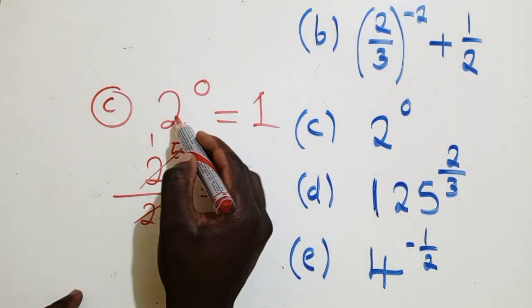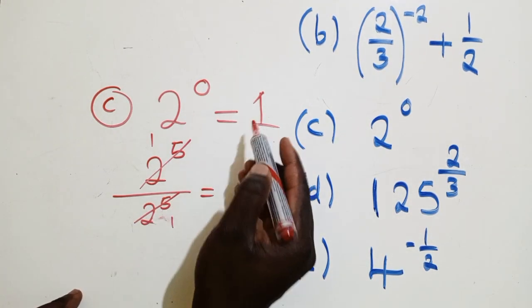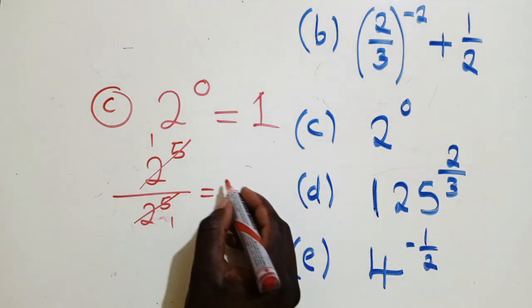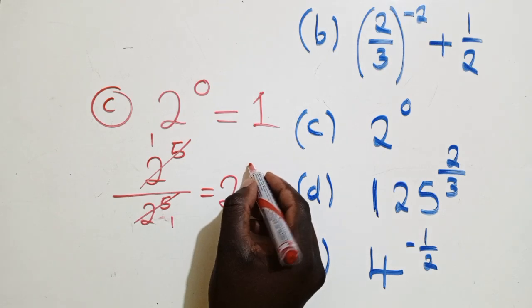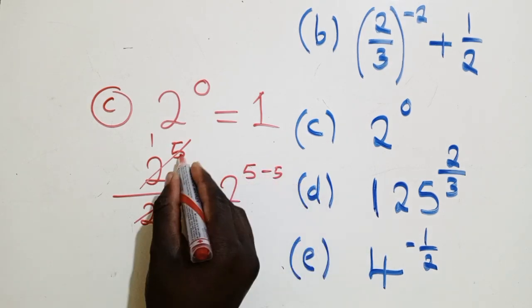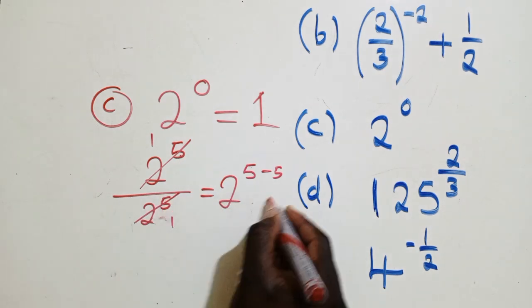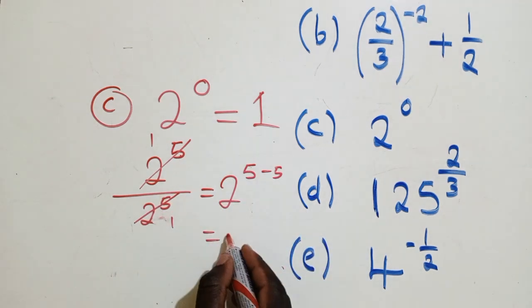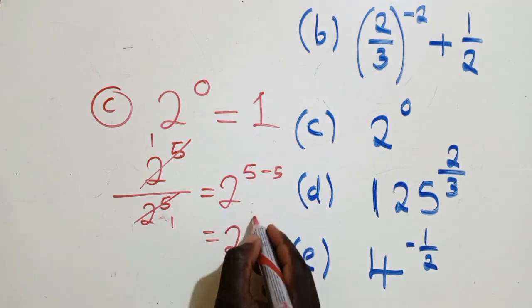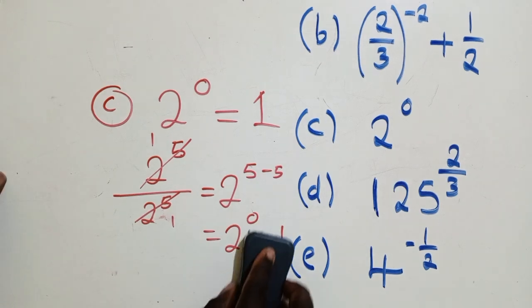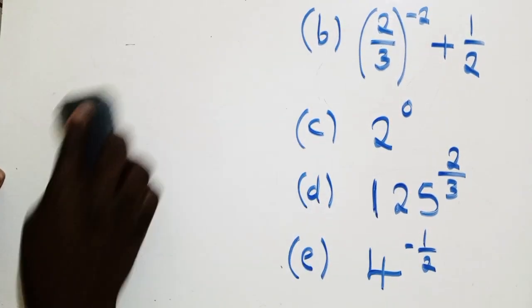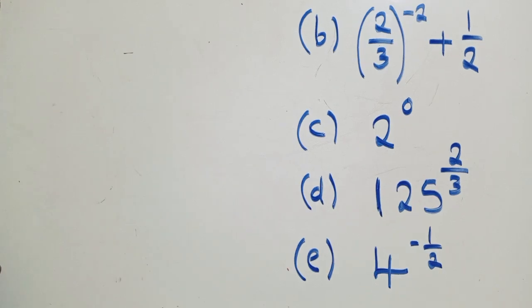That's where the concept of anything to the power 0 being equal to 1 comes from. If you want, you can use the division law of indices. This power minus this power will give us 2 to the power 0, which is the same as 1. Let's go to question D and see what we need to do.